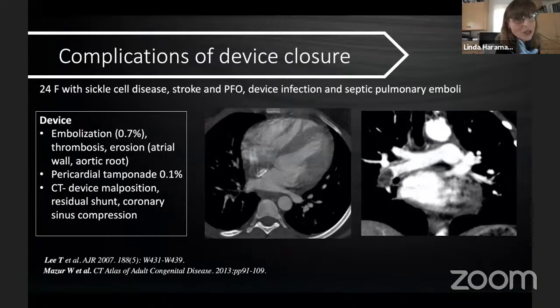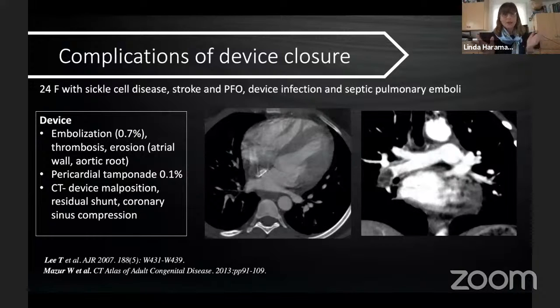You can also occasionally have other problems, including embolization of the device itself or thrombosis. You can have erosion, and erosion of the device into the aortic root has been a reported complication for adults who have ASD closure with an inadequate retroaortic rim, although newer devices are thought to be less risky. You can also have erosion through the atrial wall. You can have rupture, pericardial tamponade.